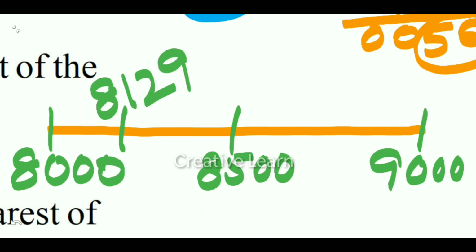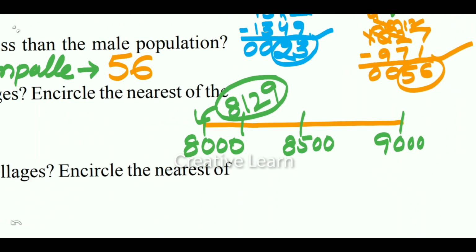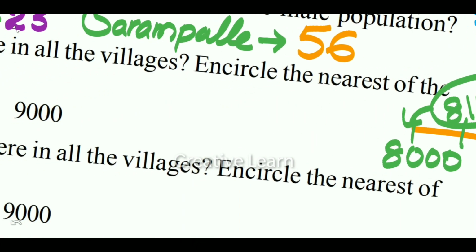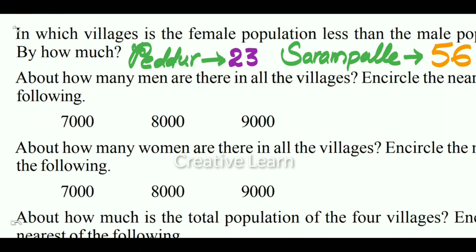8129. Now see here, 8129. So what is the nearest number of 8129? Is it 8000 or 9000? 9000 is so far. So what is the nearest number of 8129? It is 8000. So write the answer here, means circle the answer. What is our answer? 8000. Circle here.